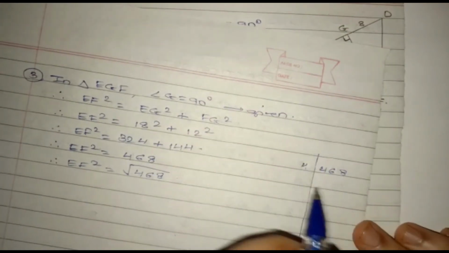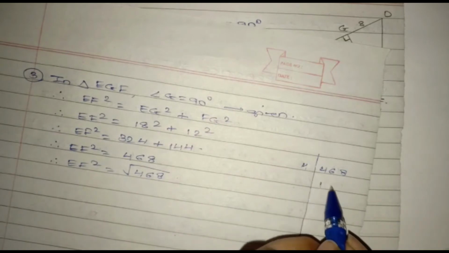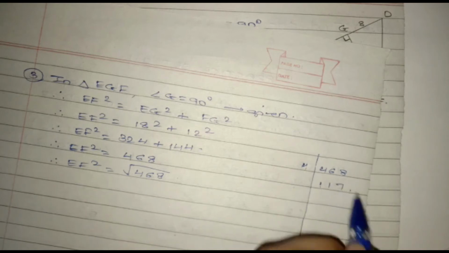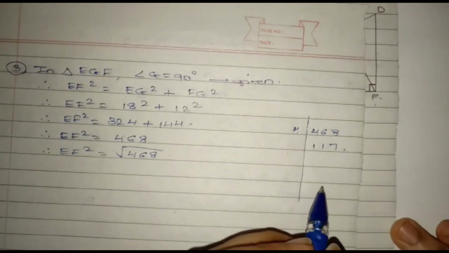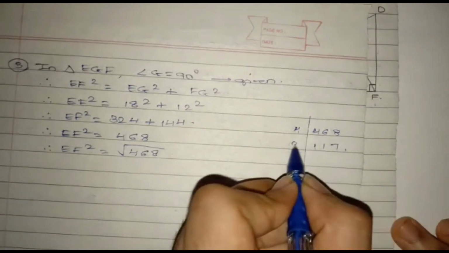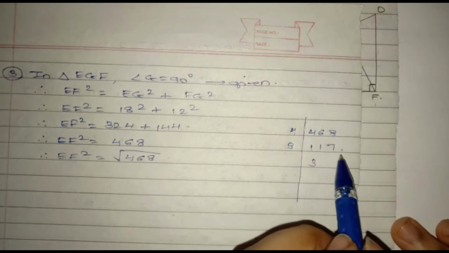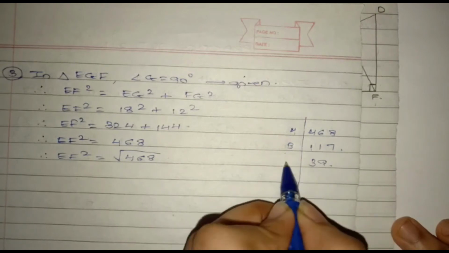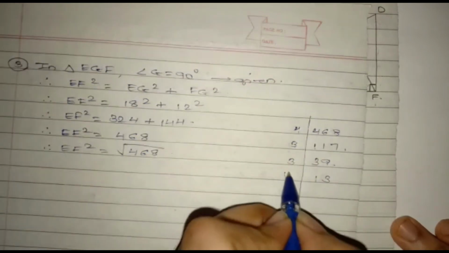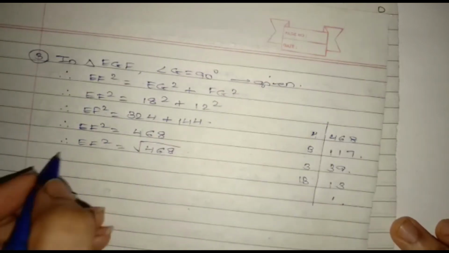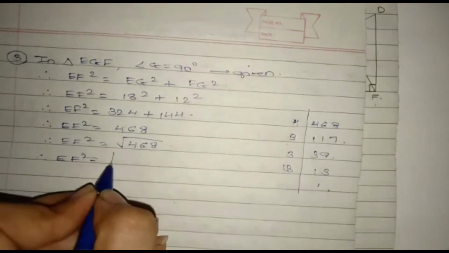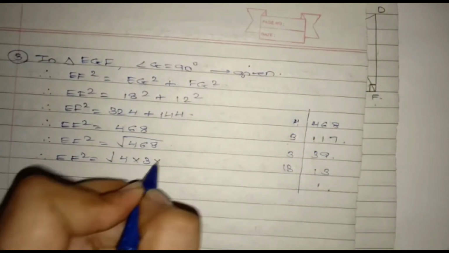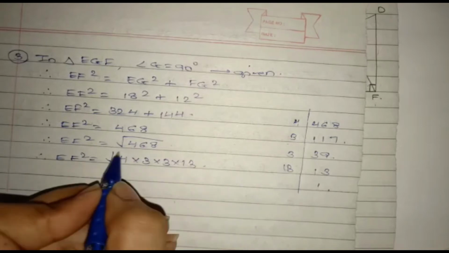I can divide it by 4. 4 ones are 4. Again 4 ones are 4. 28. 4 sevens are 28. Okay, then I can divide it by 3. 3 threes are 9. 2 remains. 3 nines are 27. Again 3. 3 ones are 3. 3 threes are 9. 13. Okay, so therefore EF square is equal to root of 4 into 3 into 3 into 13.